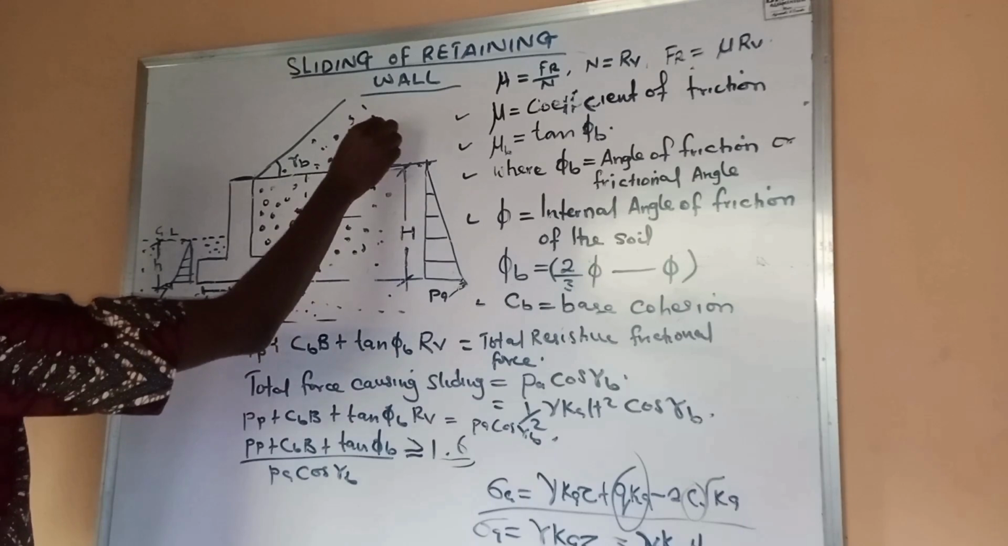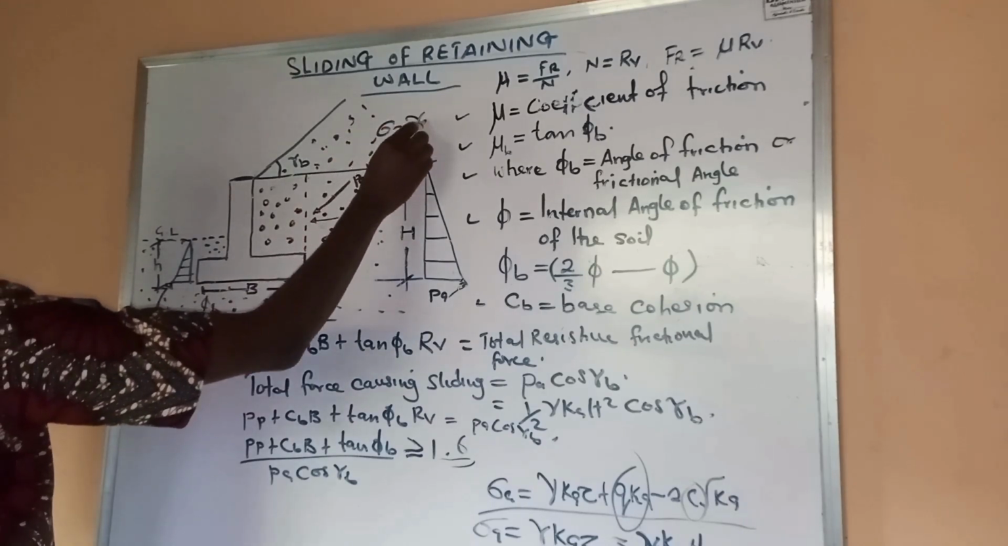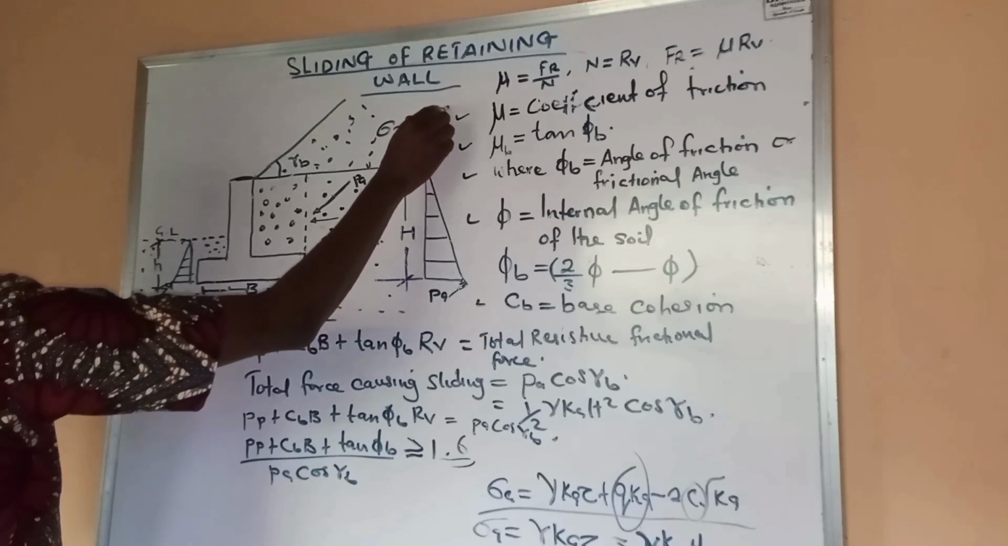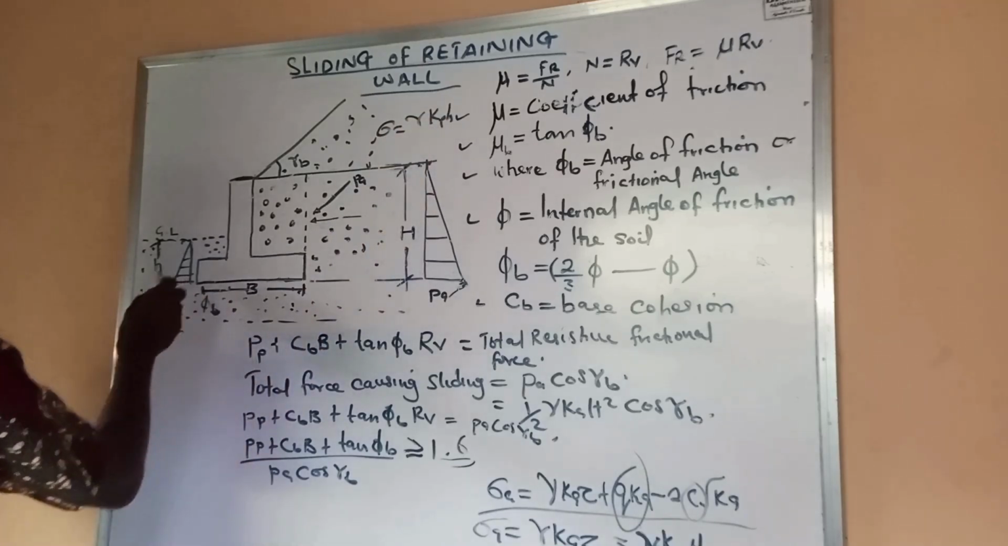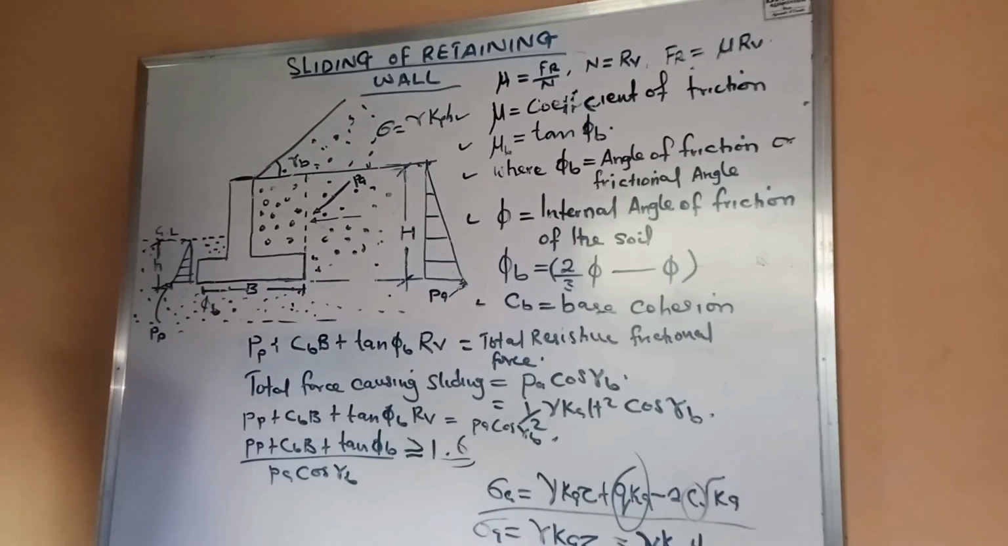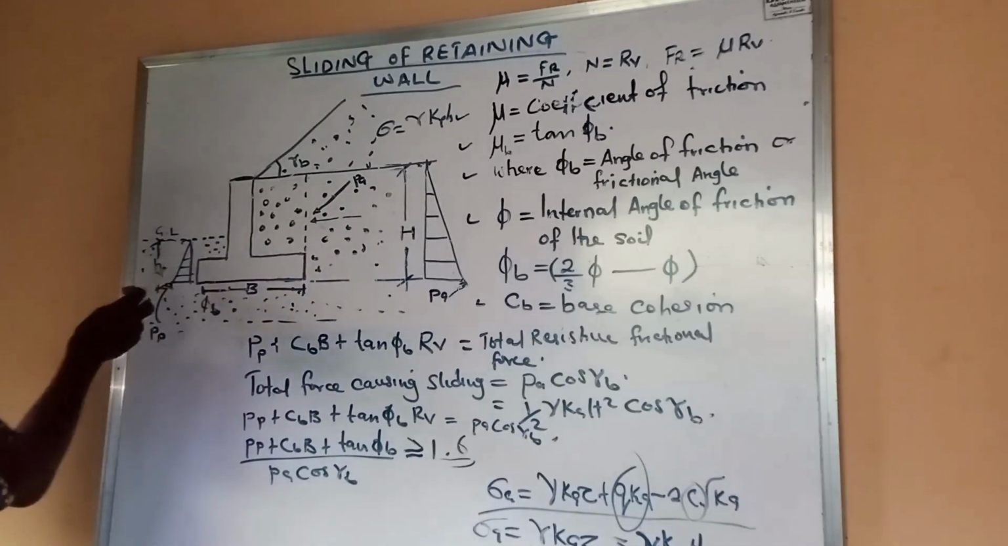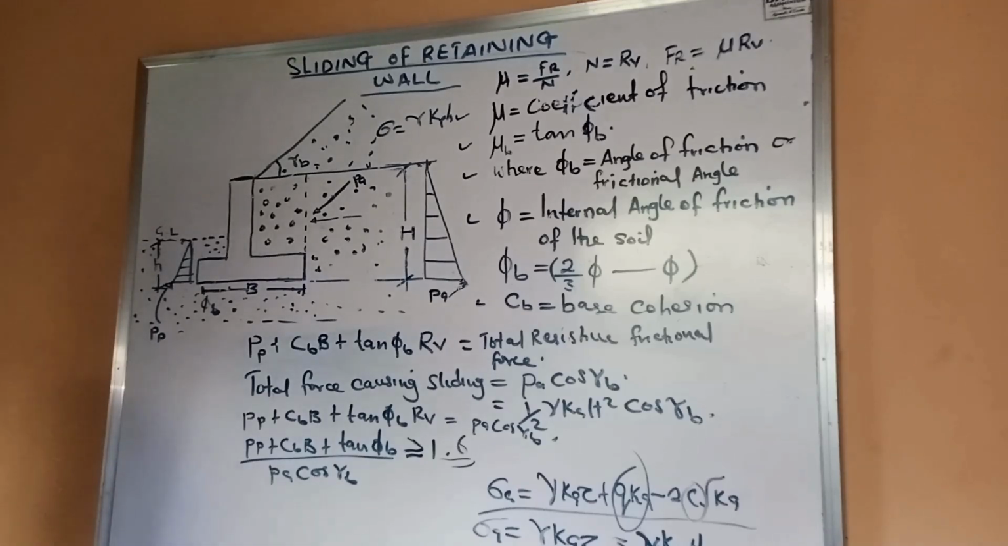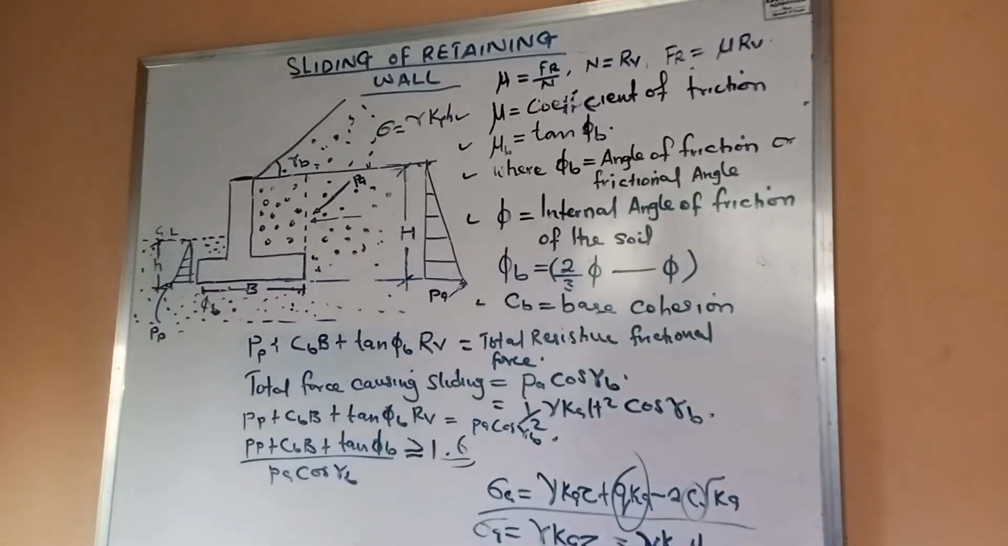The stress at the passive zone becomes gamma Kp h. All right, that is the maximum stress at the passive zone. So in this case, we have this stress here. So if we want to analyze the forces that are going to cause sliding, we are going to look at it one after the other.